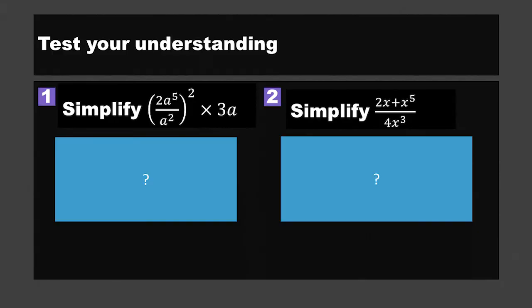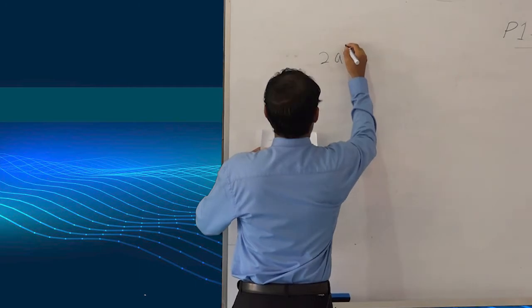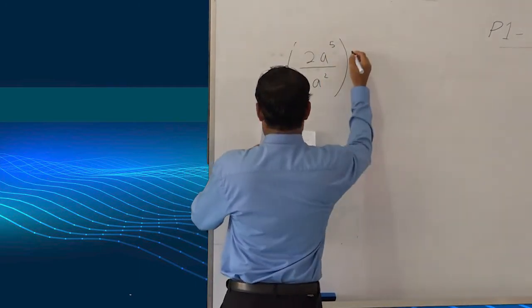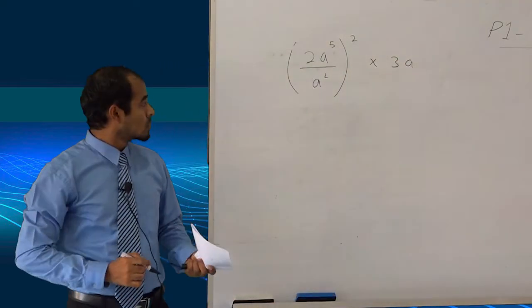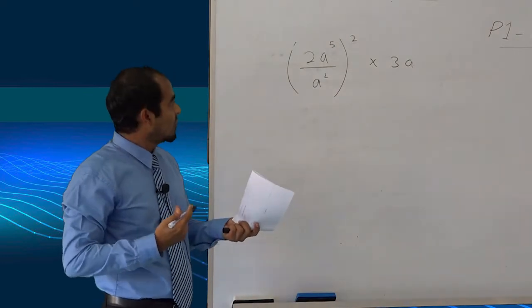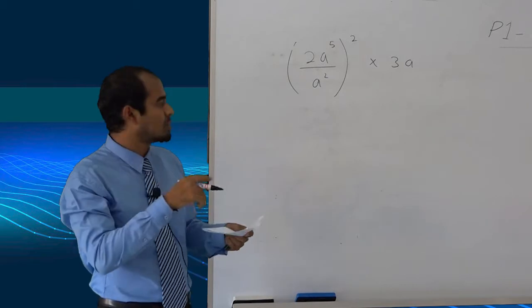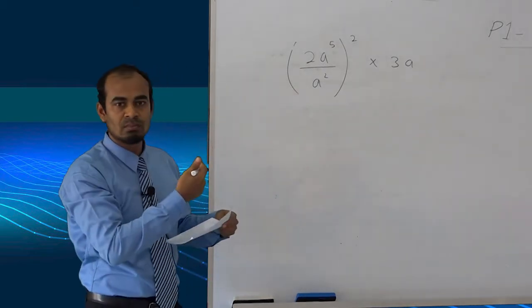Right. Moving on to the next slide, we have the following problems. So let me address the first question here: 2a to the power 5 divided by, here, this is the expression. So again, we have a power outside. We could do this in two ways. We could simplify what is inside the bracket first. I think that will be much better.